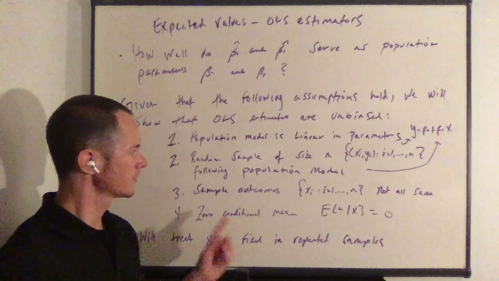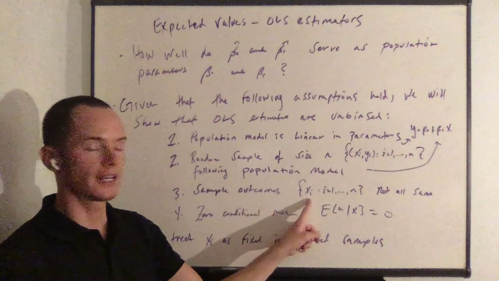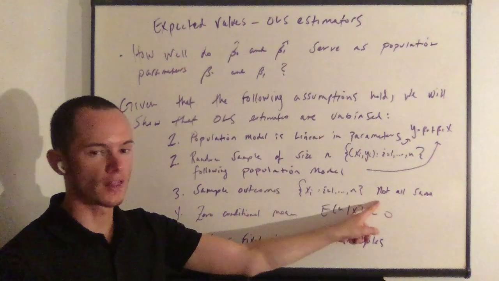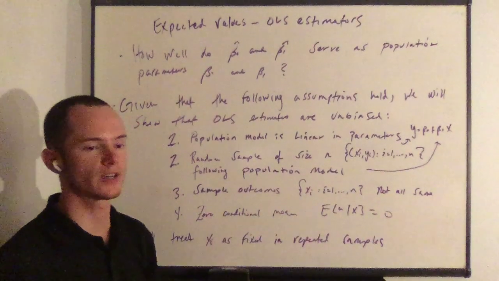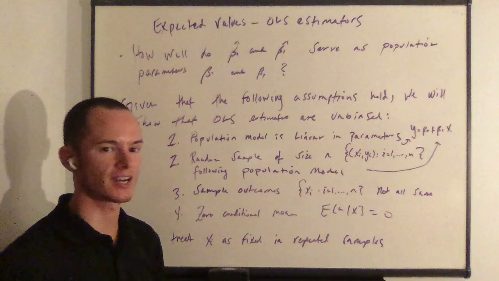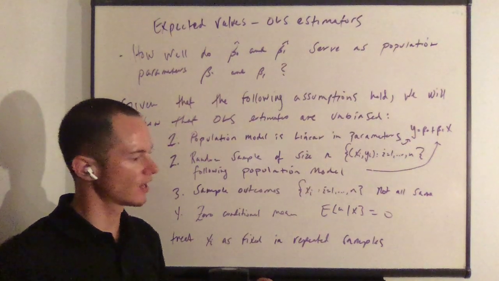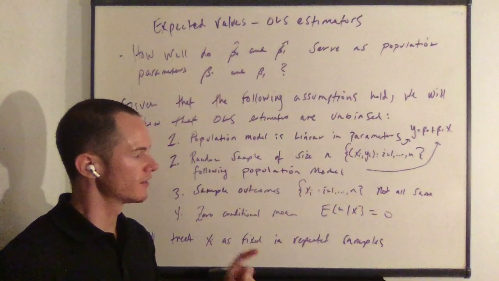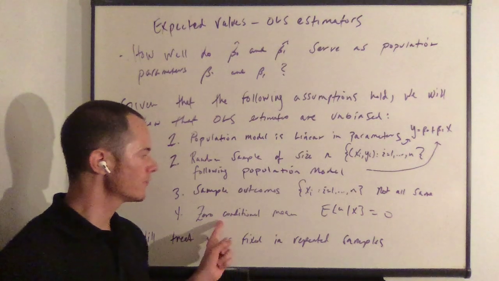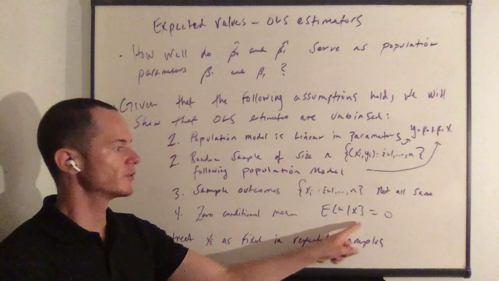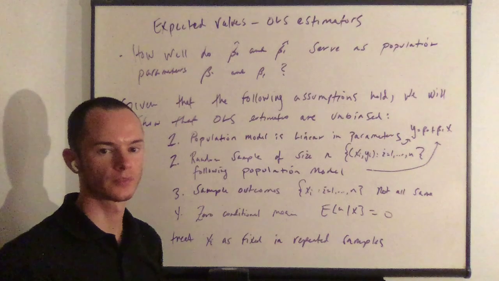Number three, the sample outcomes on x are not all the same. Recall that if they're all the same, then we are not going to be able to identify the estimate of beta 1 hat. And number four is zero conditional mean: the expected value of u given x is equal to 0.